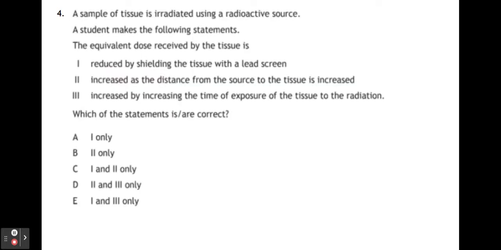Number 4. A sample of tissue is irradiated using a radioactive source. A student makes the following statements about the equivalent dose received by the tissue, and we've got to decide which of these statements is or are correct. So let's take them one at a time. Have a little look first and see if you can figure it out.